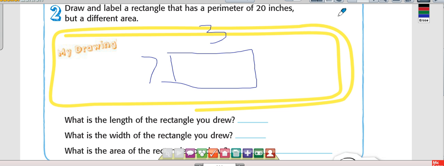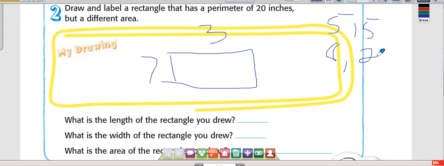So obviously, some of you guys did 5 and 5. It says draw and label a rectangle that has a perimeter of 20 inches, but a different area. So 5 and 5, 7 and 3, 8 and 2. Those are the numbers that would get 10, and then when you double it, you get 20, right?